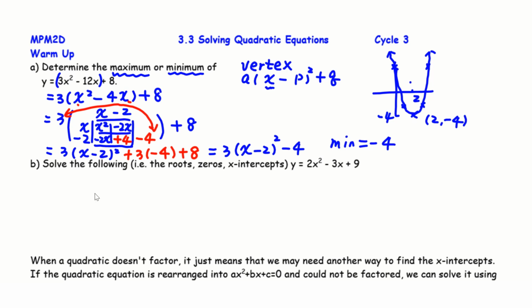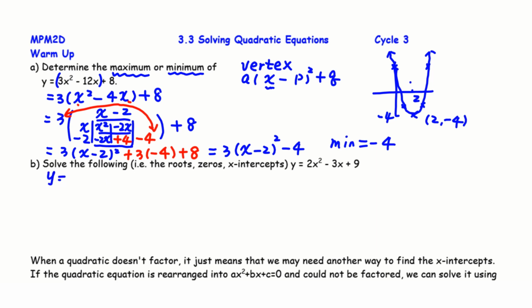And the next one we are going to review is solving equations. We could say finding roots, finding zeros, finding x-intercepts. They are the same as solving for x. So y equals 2x squared minus 3x plus 9. This has 3 terms. You want to find the x-intercept. We want to try factoring.